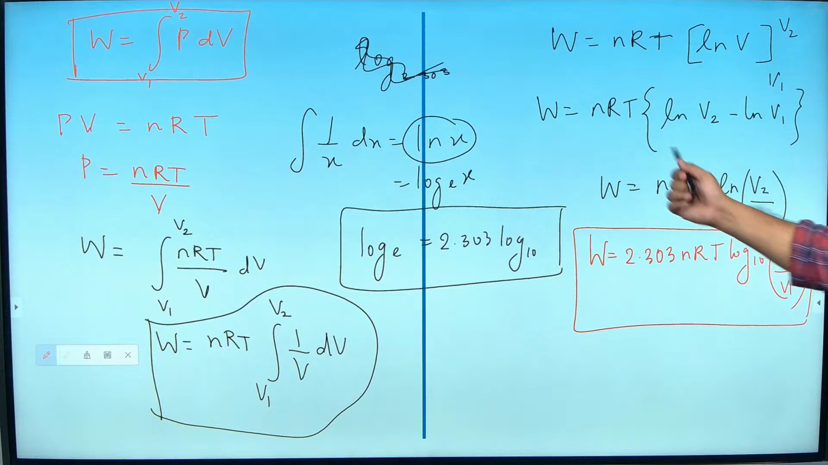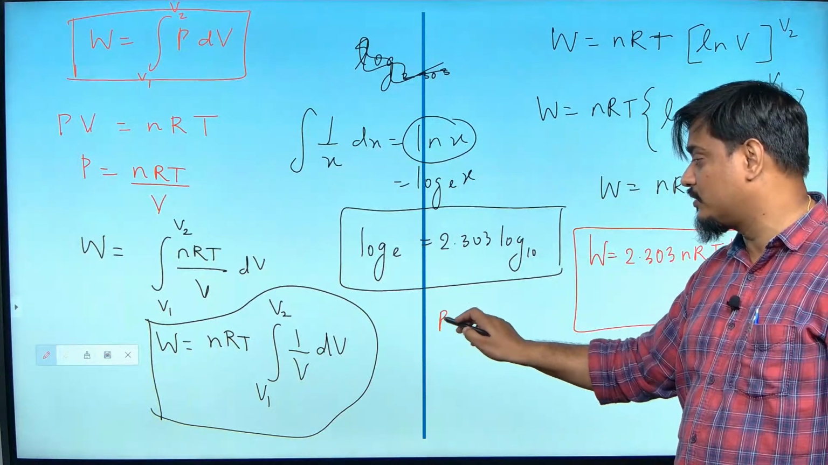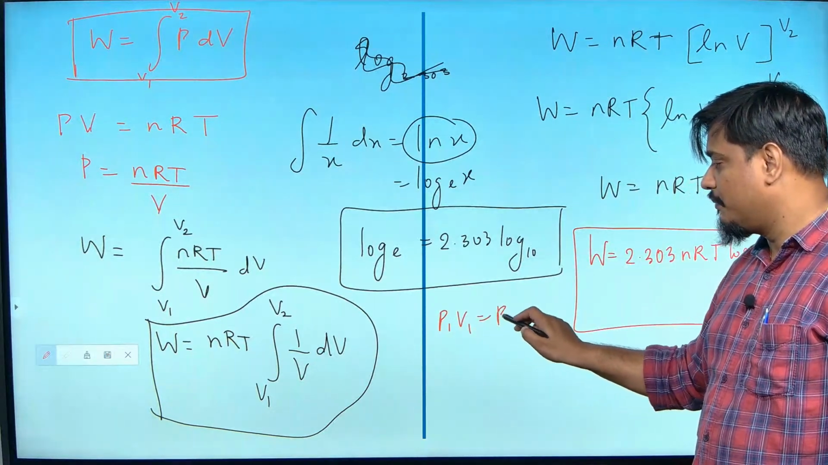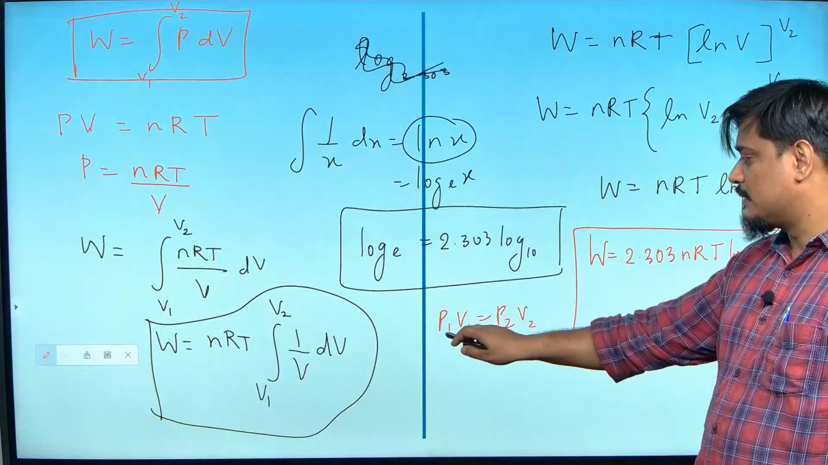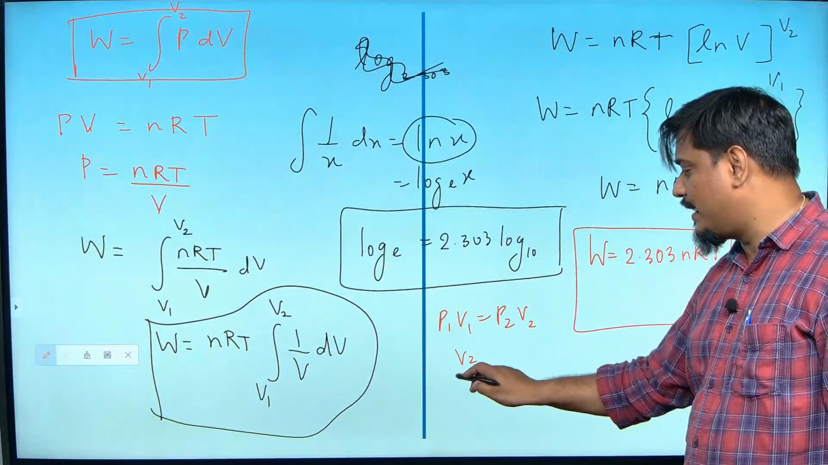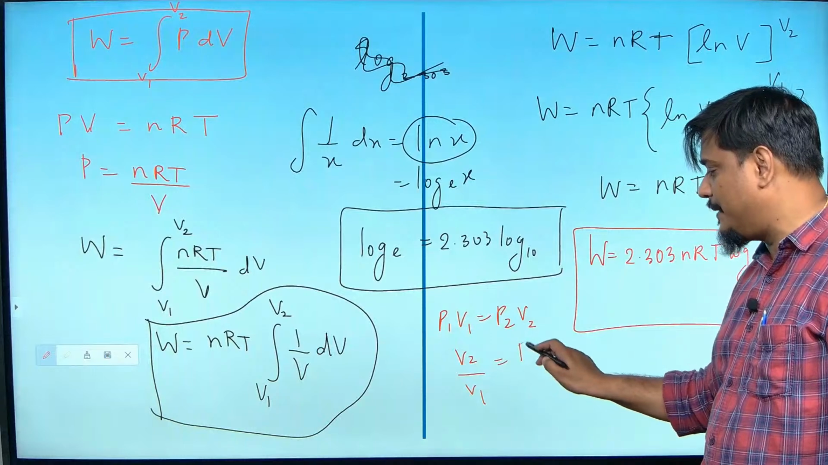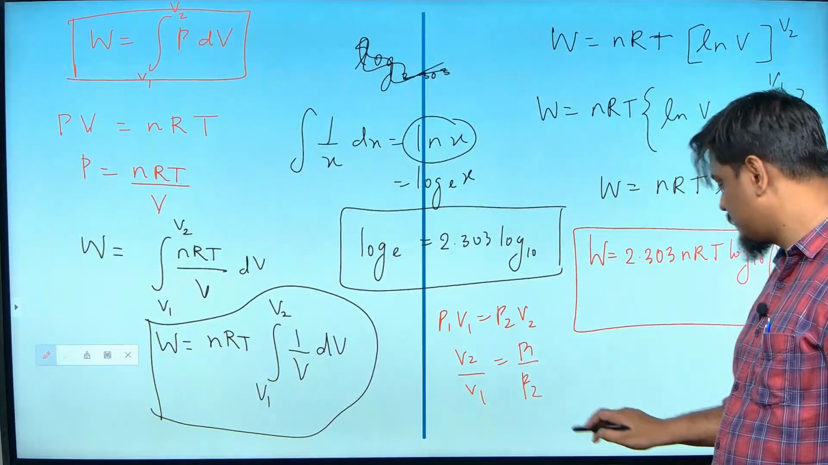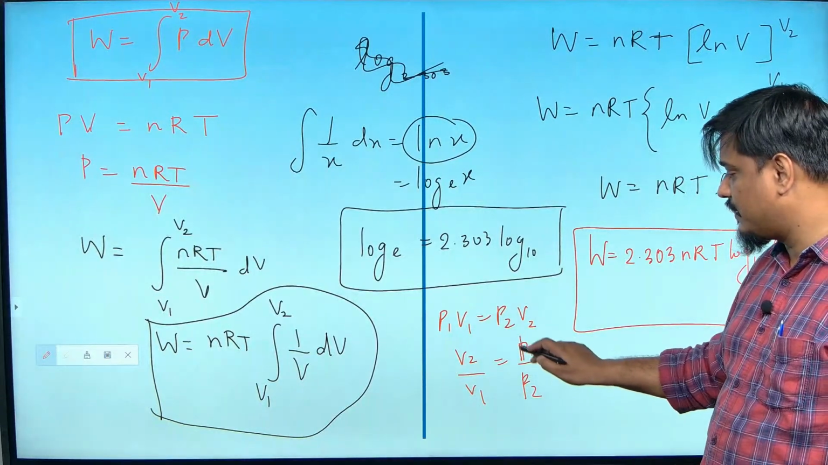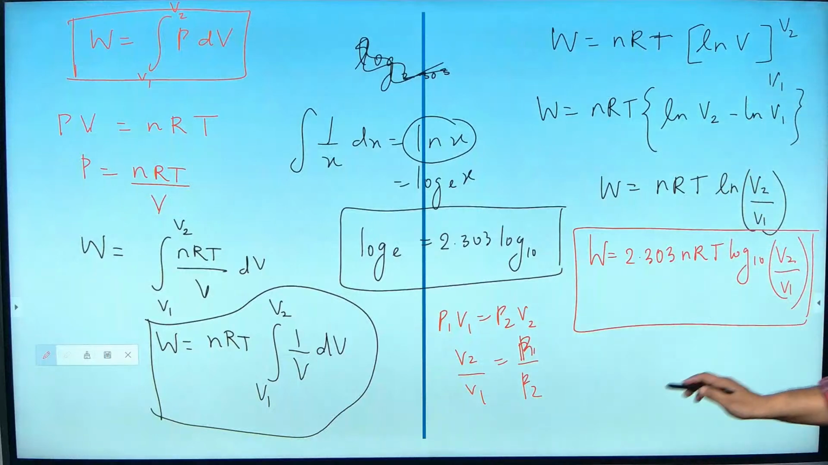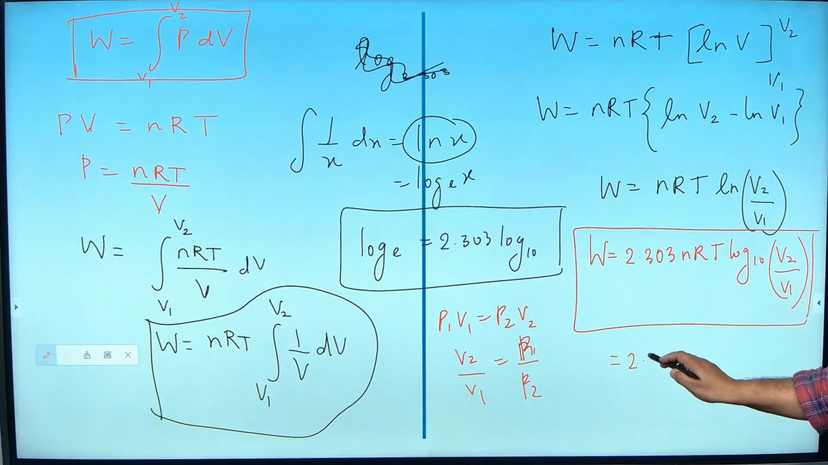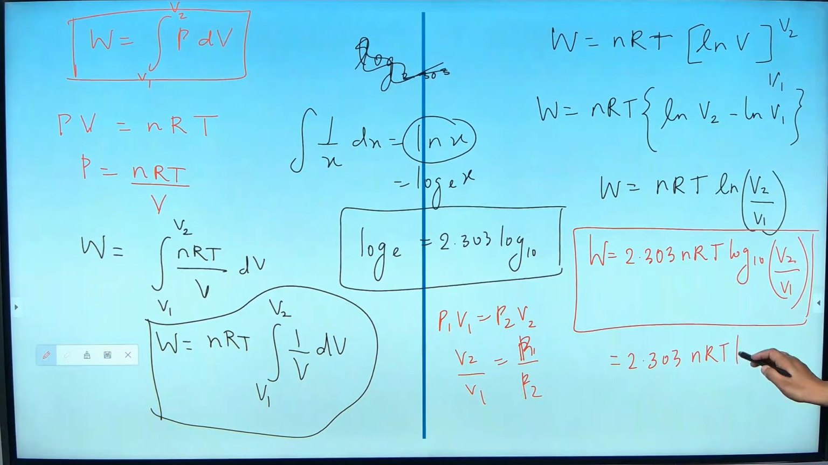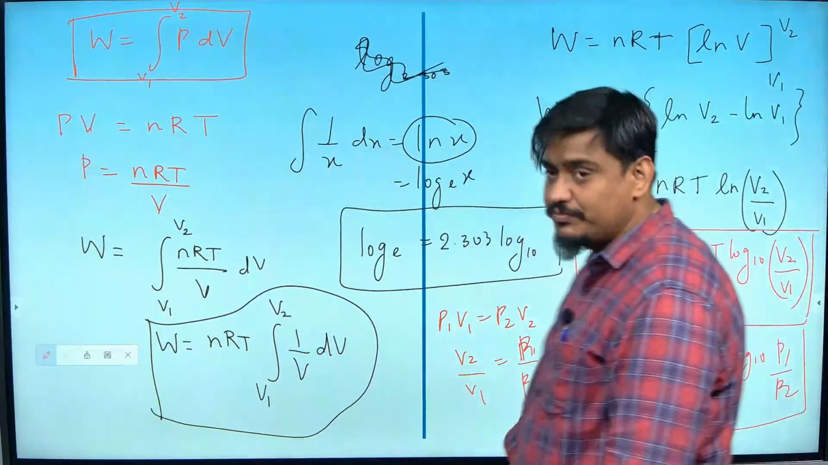And since P1 V1 is equal to P2 V2, this also is known to you. P1 V1 is equal to P2 V2, because PV is constant here, no? So I can write V2 by V1 as P1 by P2, right? Yes or no? So I can replace here. It can also be written as 2.303 nRT log base 10 P1 by P2. Is it clear to you?